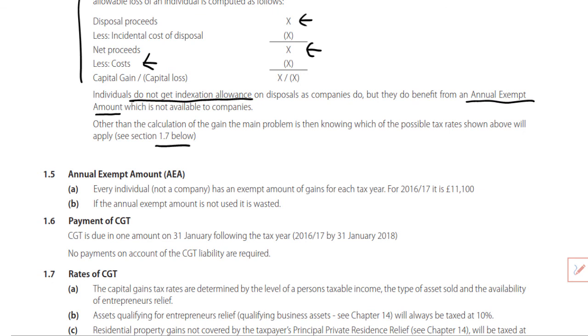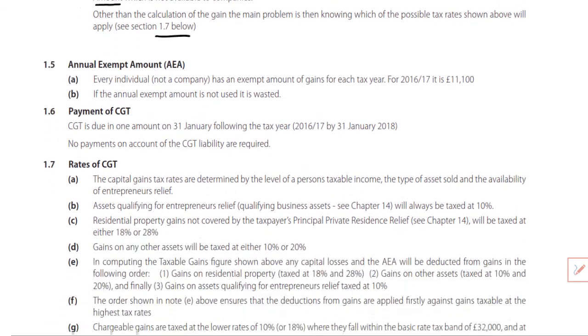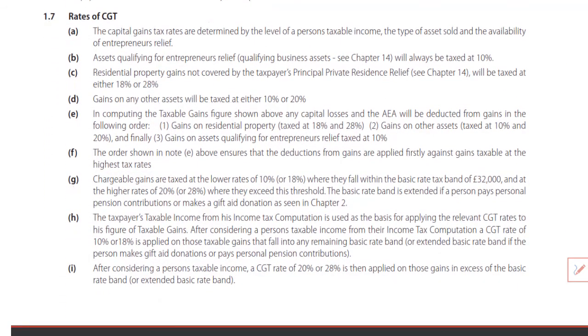Right. As ever, I need you at the end of any sessions to go back through what we've done, make sure that you are comfortable with it, before we then move on to what will be the focus of our attention in our next session: these different rates of CGT, the assets to which they are applicable, and indeed the gains that they are applicable to, depending on whether you were, from your income tax computation, still a basic rate taxpayer or you were already a higher rate taxpayer.